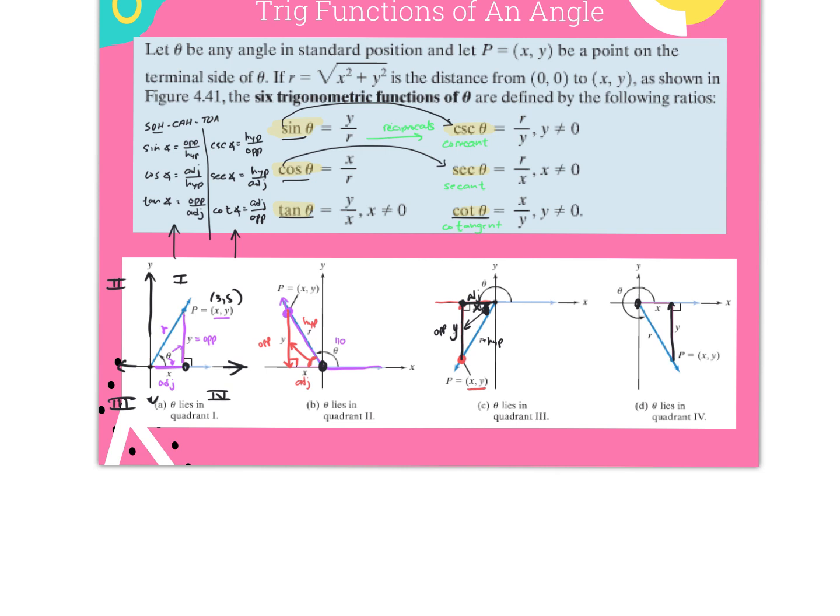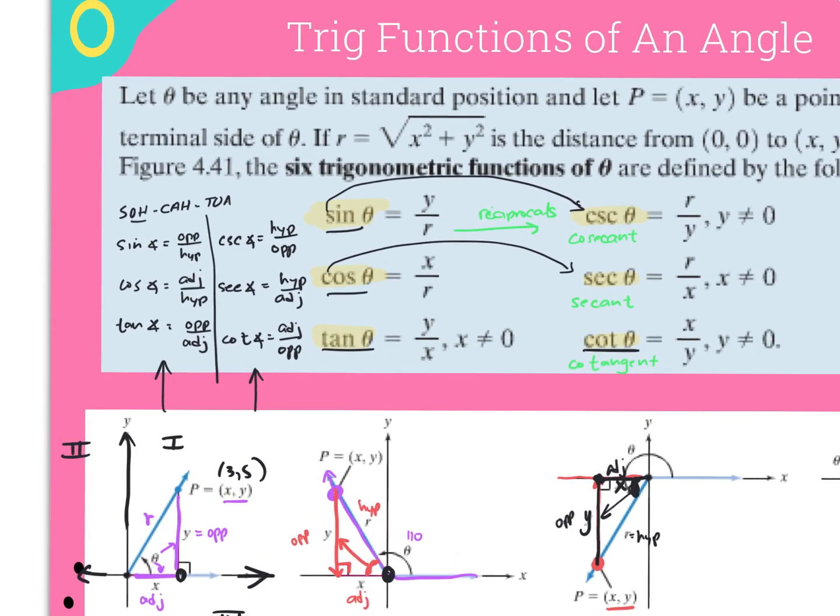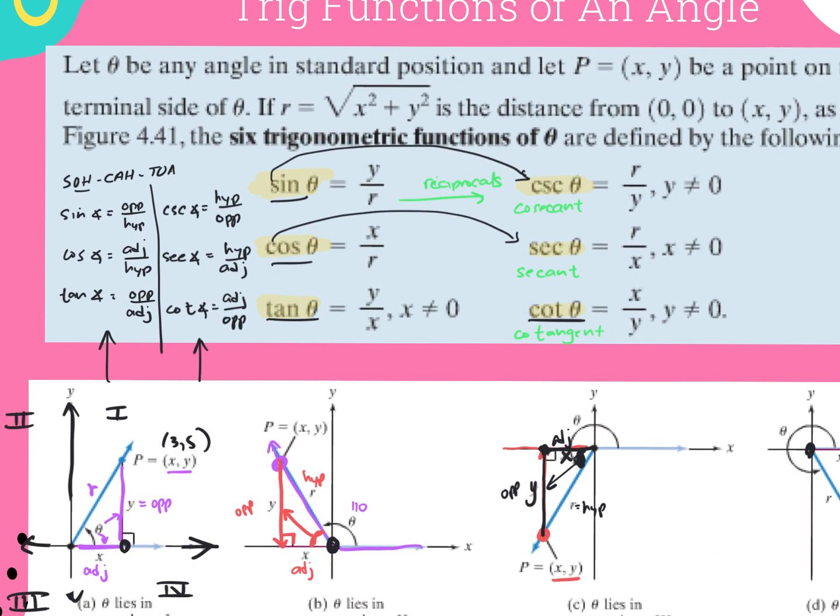So if I go back to where we talk about sine, cosine, and cosecant and all that, instead of opposite over hypotenuse for my sine, I'm going to do opposite is y, hypotenuse is r. Cosine, adjacent over hypotenuse. Well, adjacent is always x, and r is always the hypotenuse. And tangent, opposite over adjacent. Well, y is my opposite, and x is my adjacent.